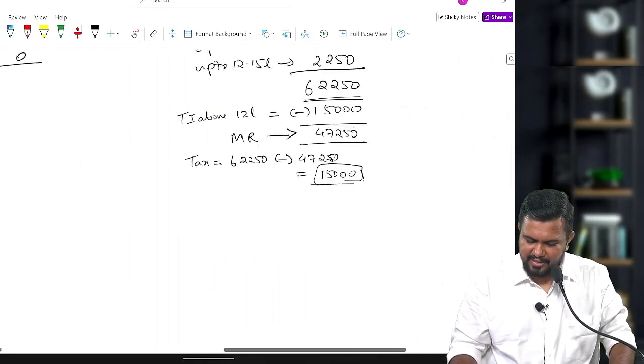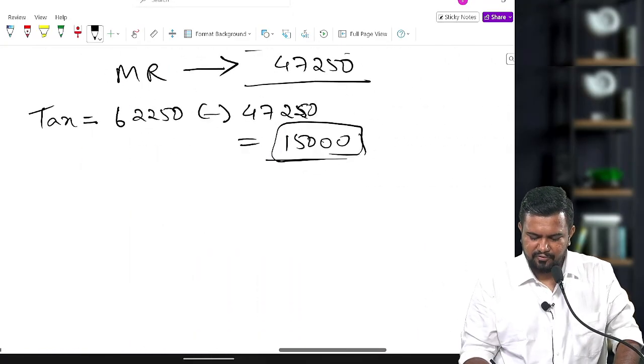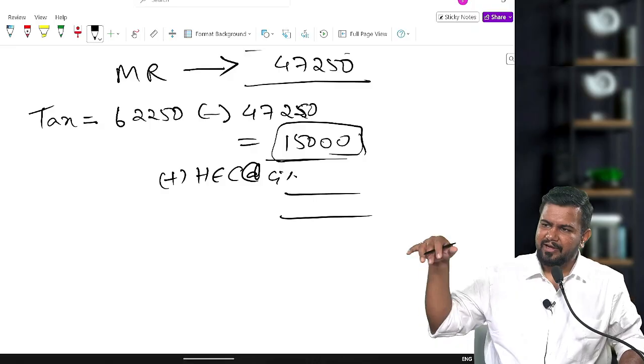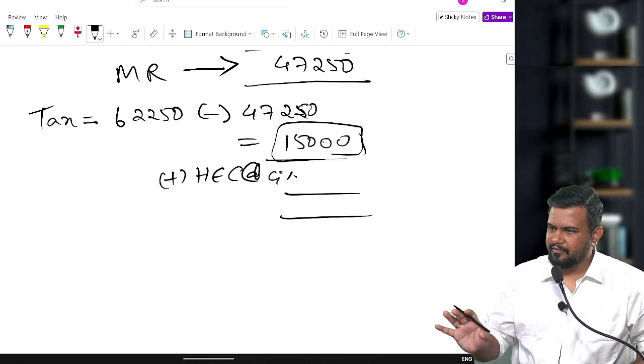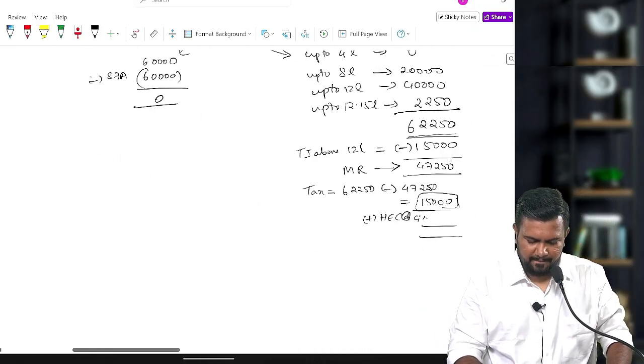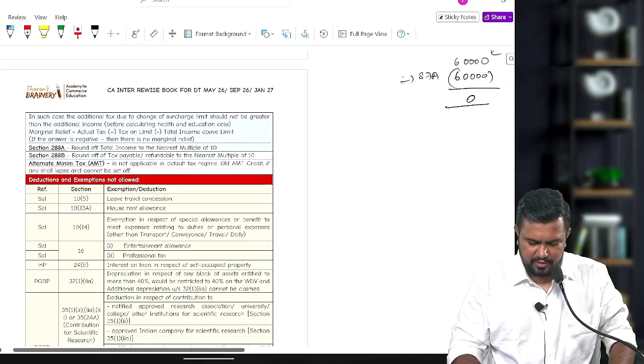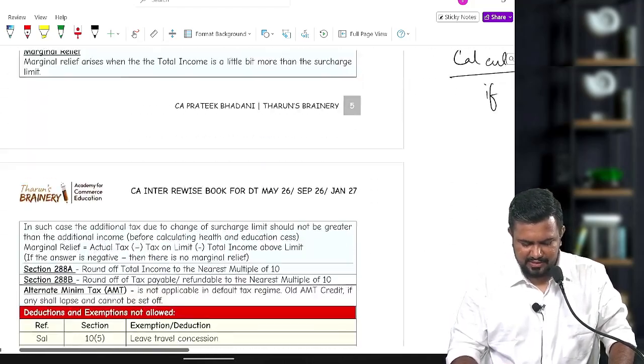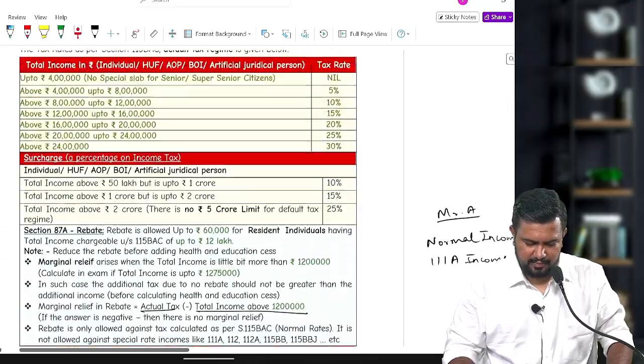Then after marginal relief, after this 15,000, you should not forget that you also have to calculate health and education cess at 4%. Then find out the final answer, round off to the nearest multiple of 10. Okay. So this is over. Now coming to special tax rates and special surcharge, we will also learn.